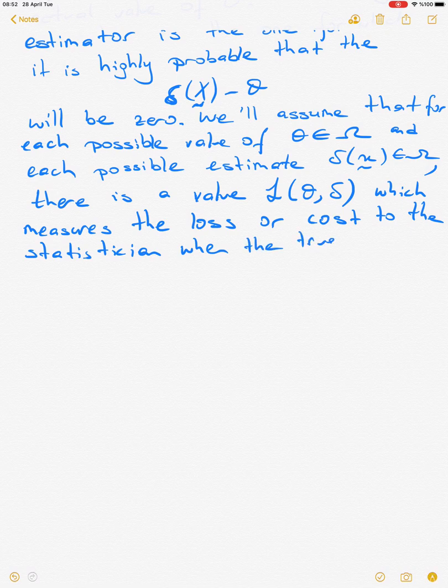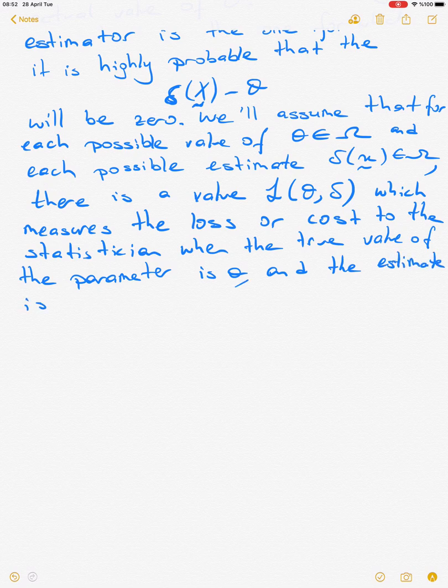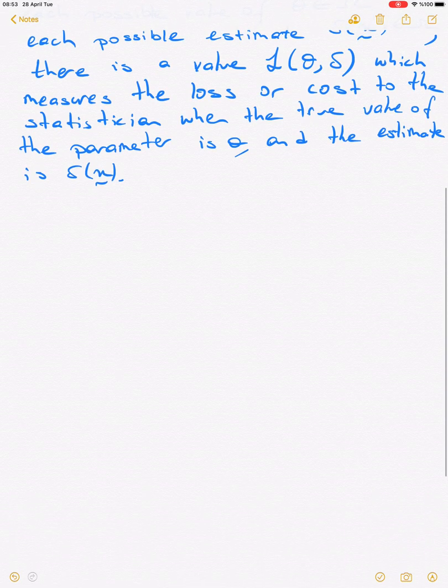So this is the cost of the statistician. We want this cost or loss to be minimum. In statistics we usually use the term loss function, but in machine learning terminology they use cost as a loss. Basically they are the same.